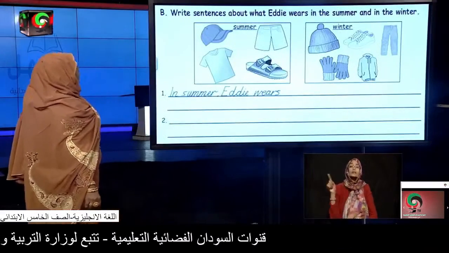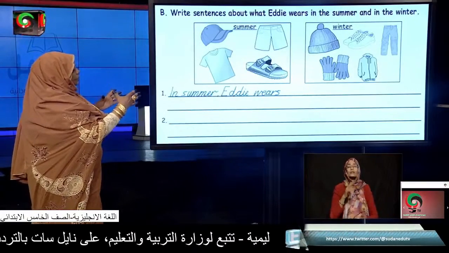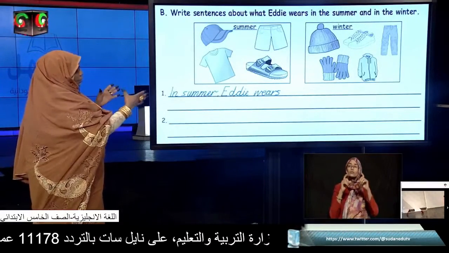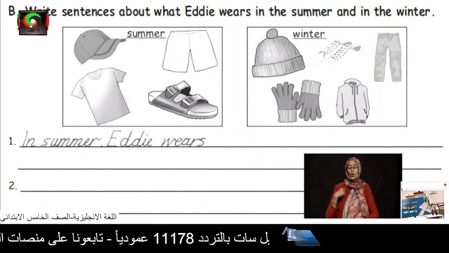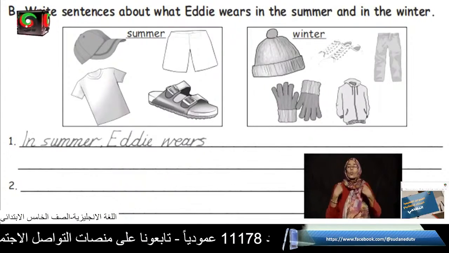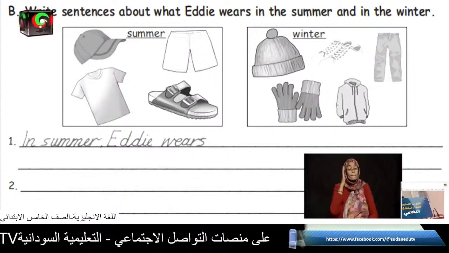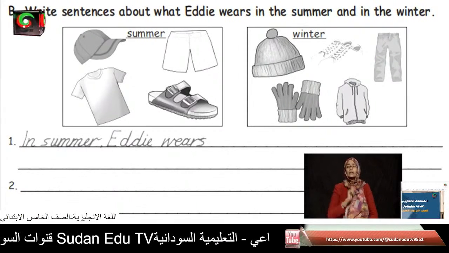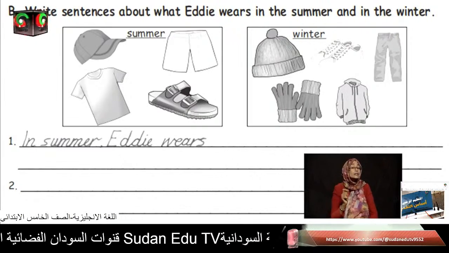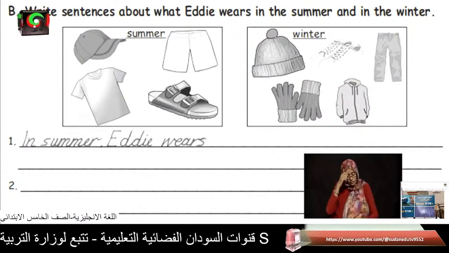Okay. Here in activity B, we have two pictures. These two pictures show us the clothes that Eddie wears in summer and in winter. Do you remember Eddie? Yes, he is an English boy. Well done. So write sentences about what Eddie wears in the summer and in the winter.